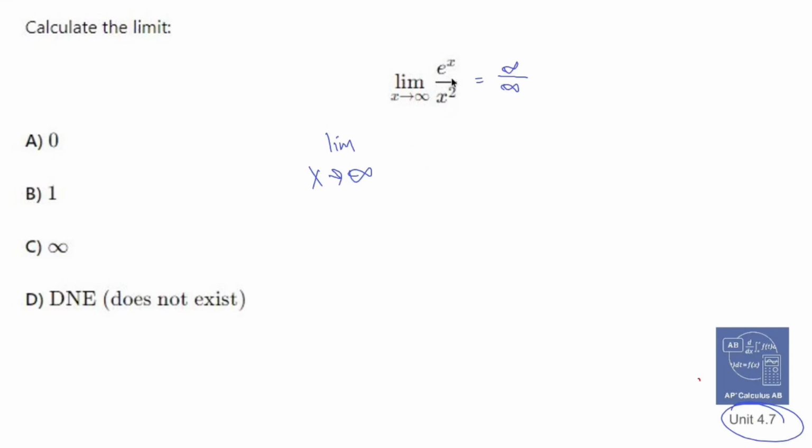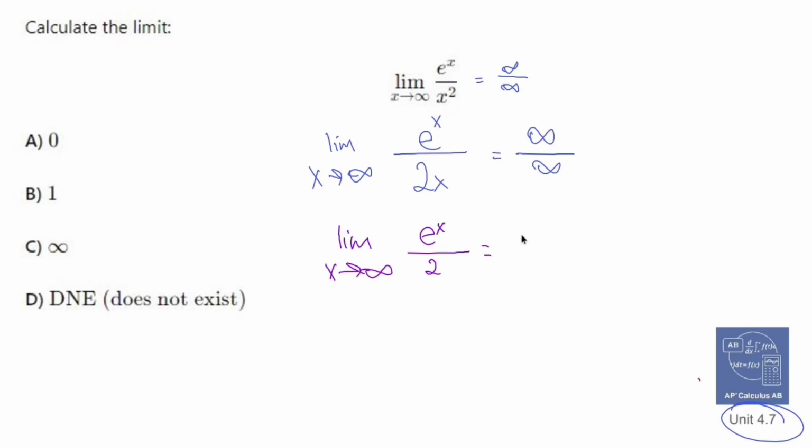So let's take the derivative of the numerator. The derivative of e to the x, last time I checked, is e to the x. The derivative of x squared is 2x. If we plug infinity in, we get infinity over infinity again. No big deal. You can use L'Hopital's rule as many times as needed until you get a number or what it is that you're looking for. So if I take the derivative of the numerator and the denominator again, I get e to the x over 2.